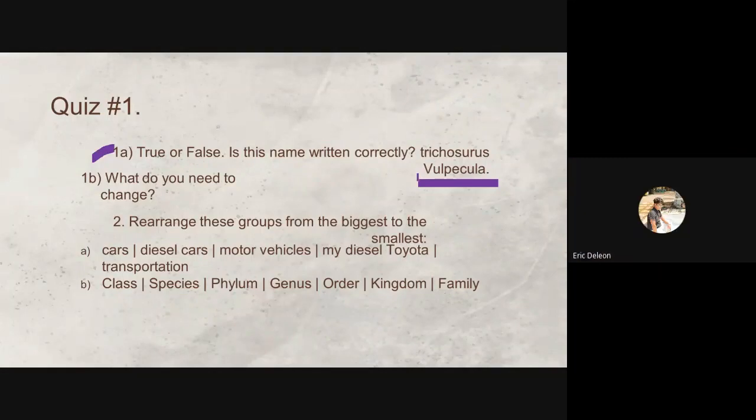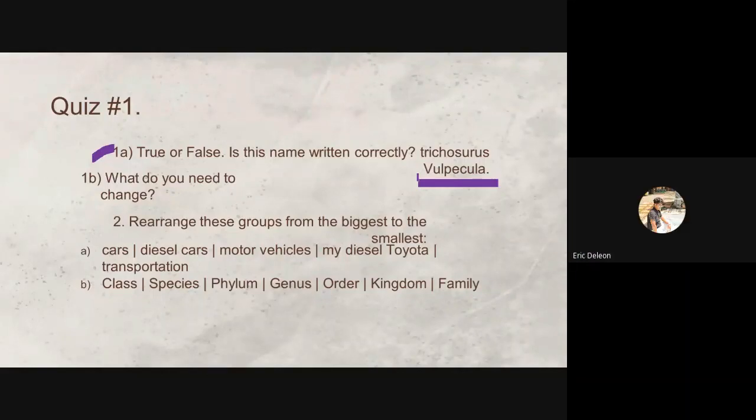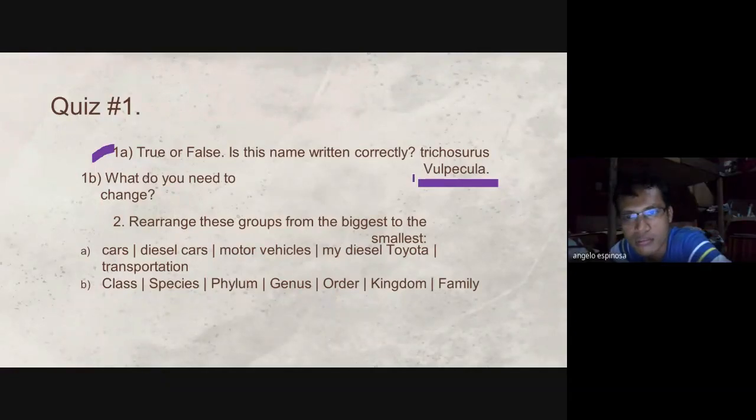Mali 'yung pagkakasulat. Ano pala dapat? Scientific name. Hindi siya naka-italic. Then, hindi naka-uppercase. 'Yung T dapat naka-uppercase, then lower 'yung T. Alin ba diyan 'yung genus? Sino si genus diyan, saka sino si species?